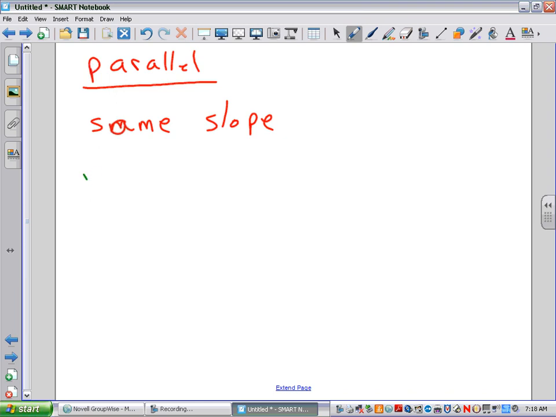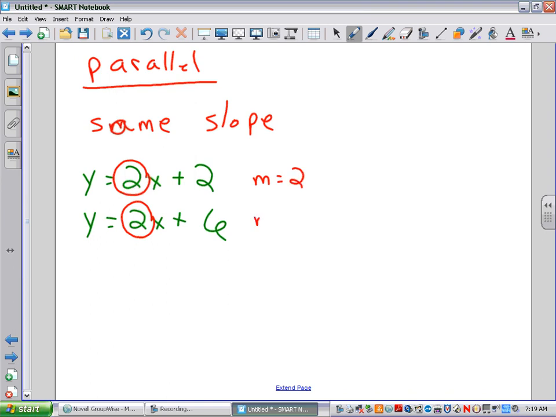So if you're given the equation y equals 2x plus 2 and another equation y equals 2x plus 6, they have the same slope. The slope is this number right here in front of the x. They both have a slope of 2. So I could write m equals 2 for the first one, m equals 2 for the second one. Therefore, they are parallel.